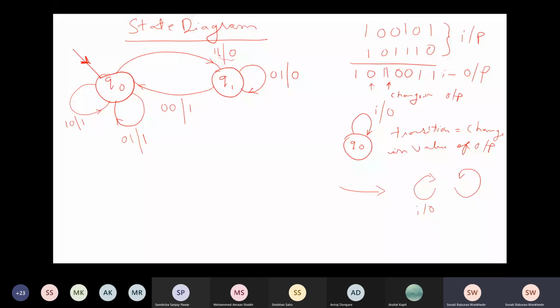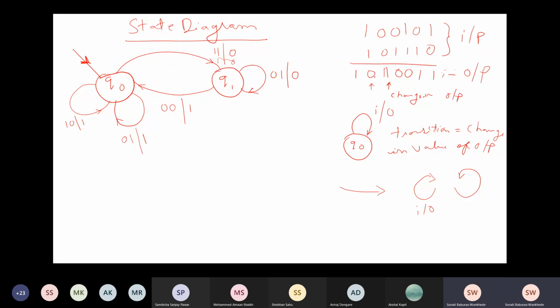My input was 1, 1, and my output was 0. Check the values here: 1, 1, 0. It is repeating, so we don't have to show repeated transitions. So it means we have reached here now. Again, 1, 1 gives you 0. Is there a change? 1, 1 gives you 0. That was the same thing.